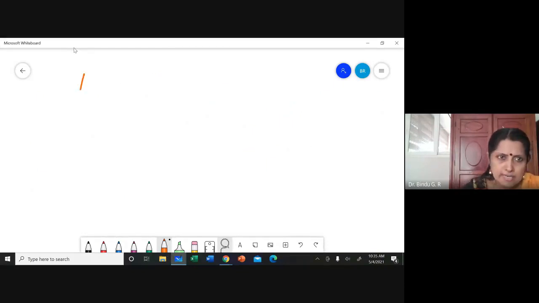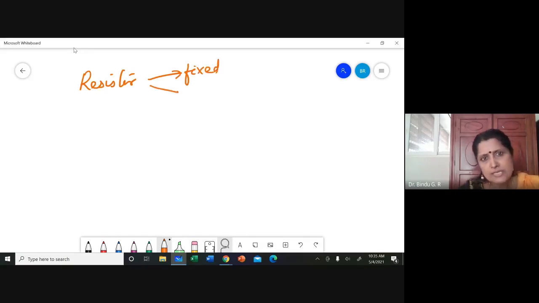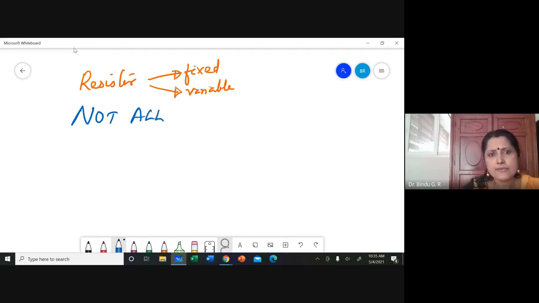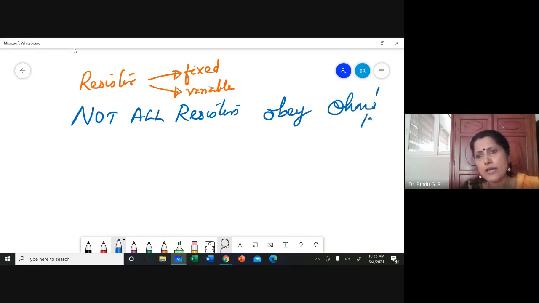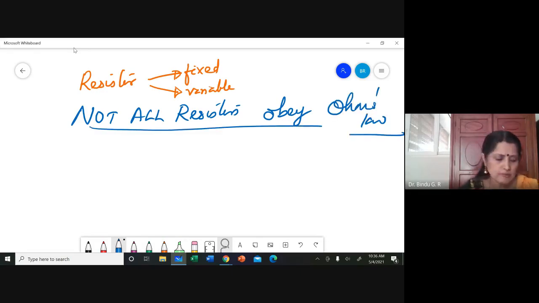So Ohm's law is over. And now a resistor can be of two types. The actual, physical resistor can be either a fixed resistor, which you have seen in your labs, or a variable resistor. A variable resistor will be like a rheostat and other things. But one important thing that you have to remember is that not all resistors obey Ohm's law. Ohm's law has its own limitations.